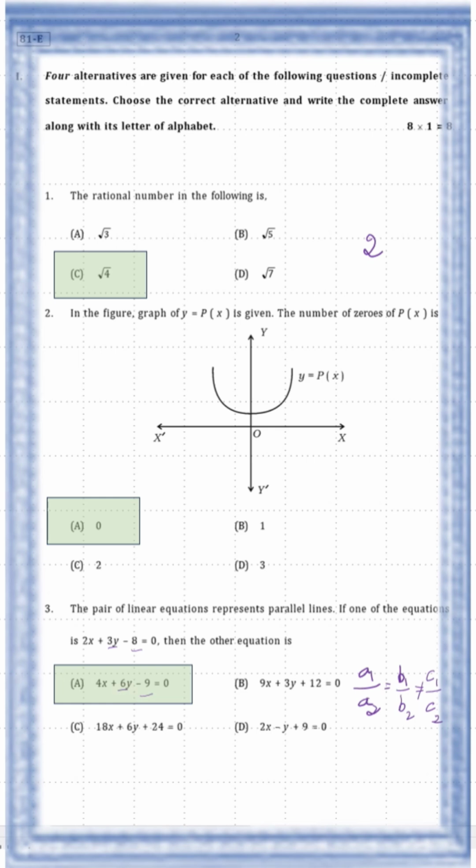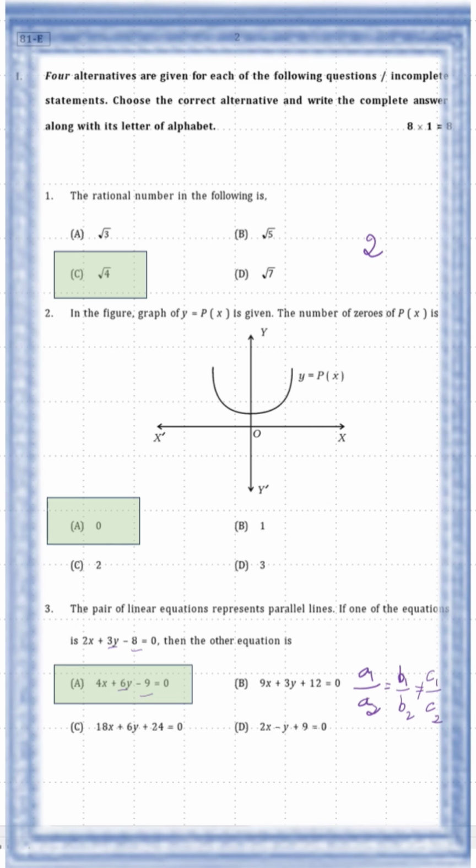Option B is definitely wrong. It does not indicate parallel lines. a1 by a2 is 2 by 9, b1 by b2 is 3 by 3. So leave it. This represents which solution? It has only one solution. The graph intersects. It represents intersecting lines. We shall not discuss further.